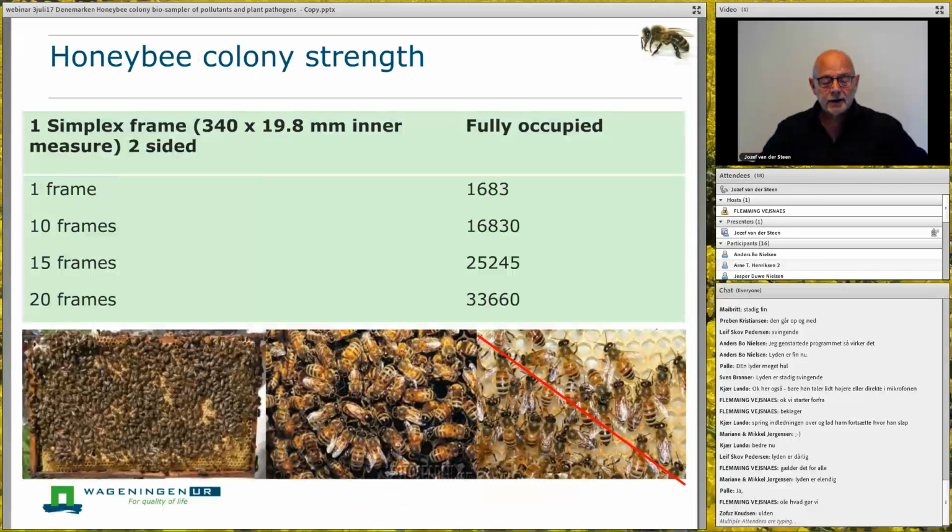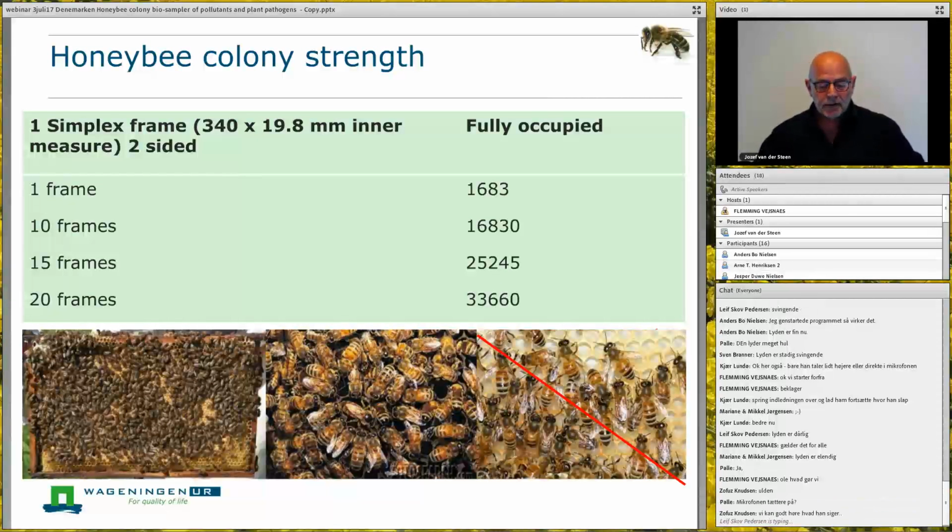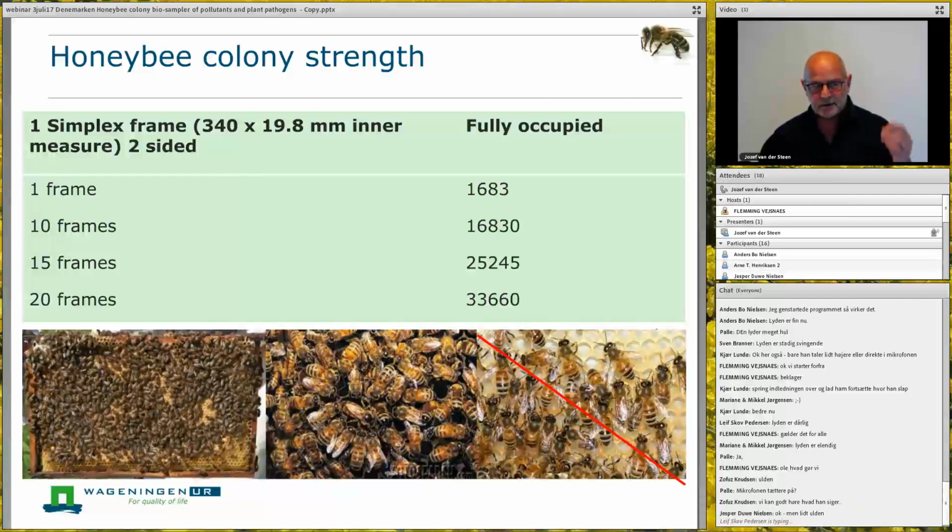Looking to the honeybee colony as we have them here in the northern of Europe, we have about 30 to 40,000 bees in our colony. That means that we have a lot of employees that are working for us for free. The slide I show you is just for your indication how many bees there are in the colony, and normally we work, at least in the Netherlands, with 20 frames colonies having about 30 to 35,000 bees.